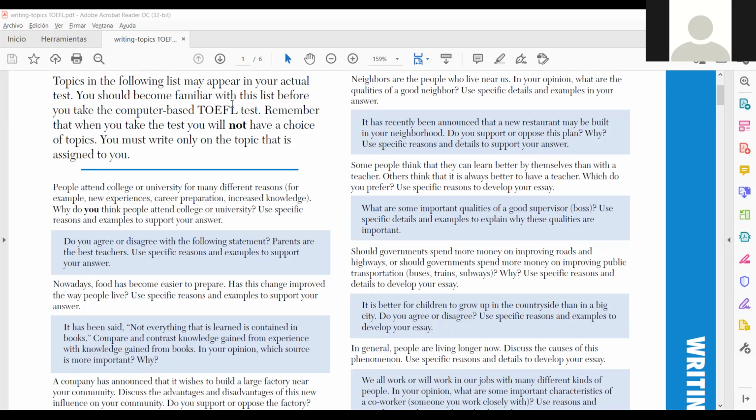Can I do the first one on the left row? People attend college and university for many different reasons. People attend college or university for many different reasons. Why do you think people attend college or university? Use specific examples to support your answer.